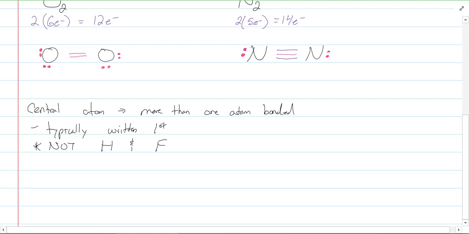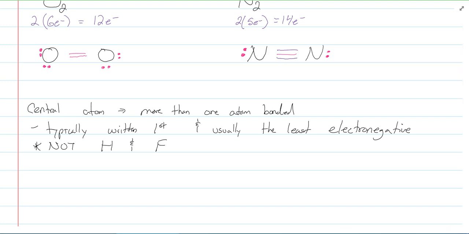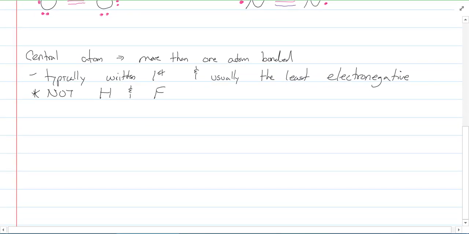It's typically written first, and usually the least electronegative. Now, we haven't defined that in lecture yet. If you've read the textbook, you probably know what that means. It's the least likely to pull electrons to itself. But it's usually written first and the least electronegative. So let's do some examples.